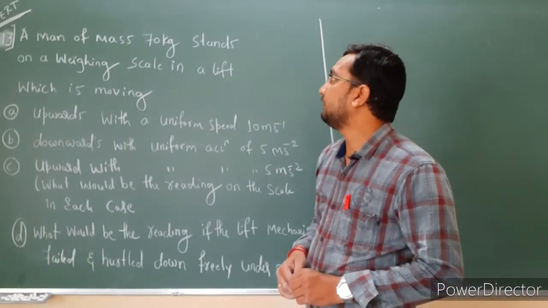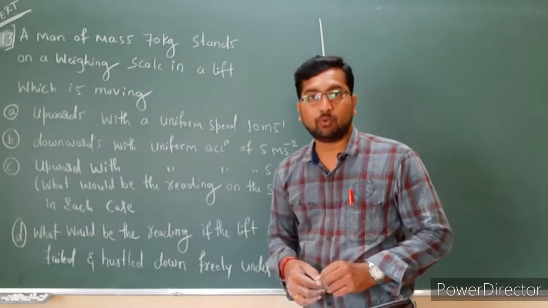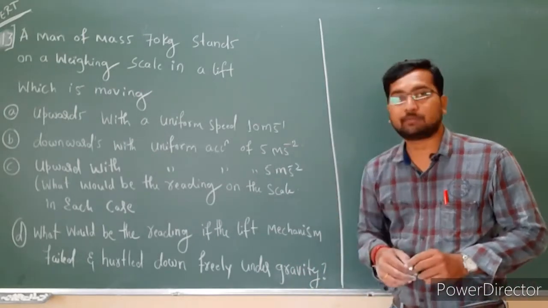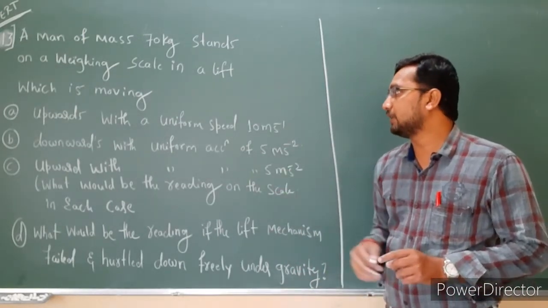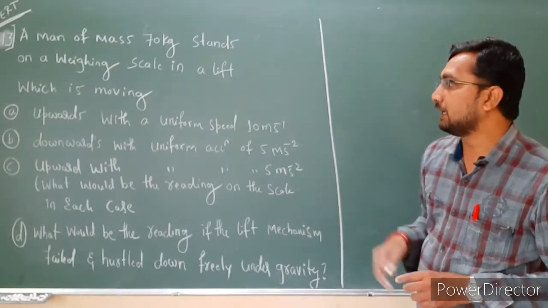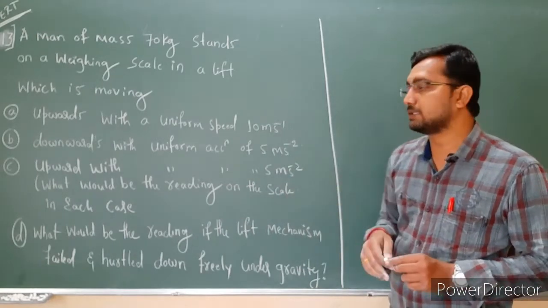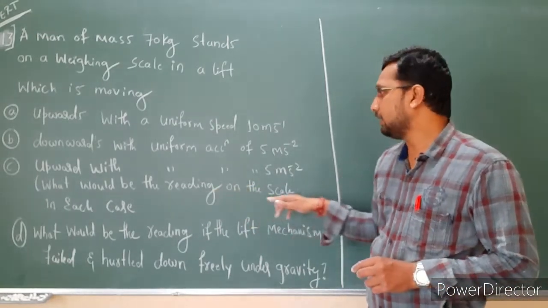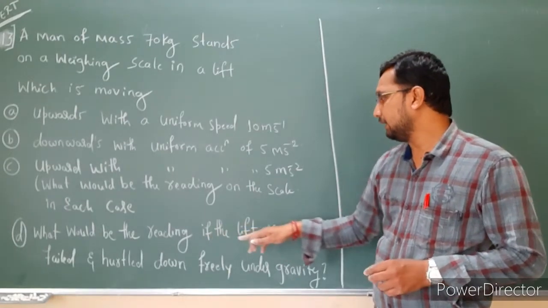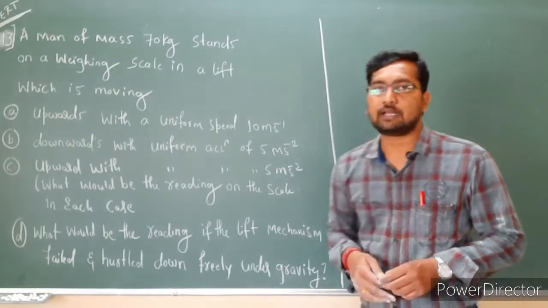So in this problem, this is NCERT 5.13 problem. A man of mass 70 kg stands on a weighing scale in a lift which is moving, the first one upwards with a uniform speed of 10 meter per second, downwards with a uniform acceleration of 5 meter per second square, and the next one upward with a uniform acceleration of 5 meter per second square. What would be the reading on the scale in each case? Next, what would be the reading if the lift mechanism failed and it came down freely under gravity?